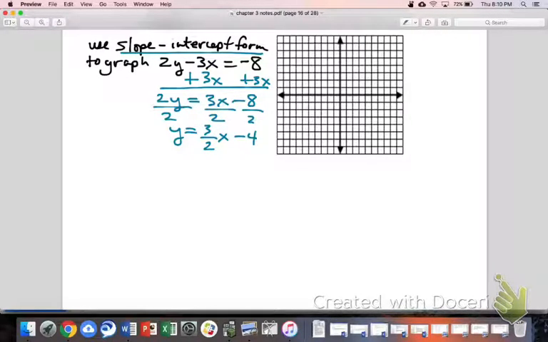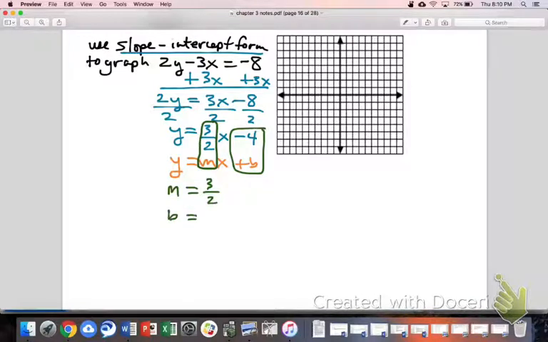Now from this, what I want to do is identify the slope and the y-intercept. So I'm going to just write slope-intercept form down here. Y equals mx plus b. Now from that, I should be able to identify what the slope is and what the y-intercept is. So what I'm looking at here is that I can see that 3/2 is in the place of the m, and I know that m is my slope, so I'm going to write slope is equal to 3/2. And I can see that the negative 4 is in place of the b, so I'm going to write that my y-intercept is negative 4.